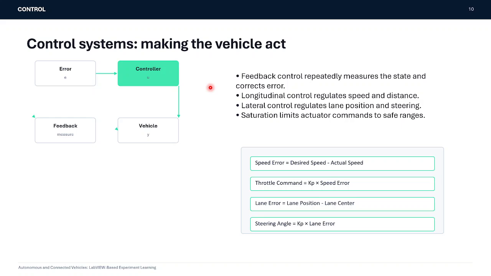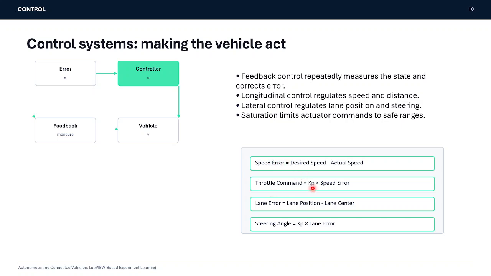Normally the control system is used to make the vehicle act. Based on the controller, we act on the error signal. Suppose we control speed: the speed error is the desired speed minus the actual speed. According to that error, we send the signal to the controller.